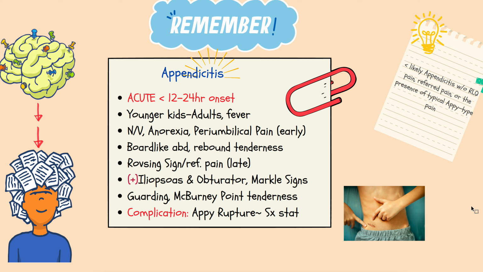Again, you're going to have some of those positive objective signs that I had on the previous slide. Of course, you're going to have some guarding because they're hurting. And also that McBurney point tenderness. I can't emphasize that enough, that you need to know what that is. And then of course the complication, everybody knows, if you've worked as a nurse on a floor, you don't want the appendix to rupture, or if they do come in ruptured, they have to go to the operating room right away.